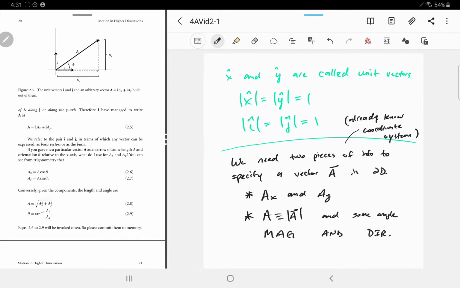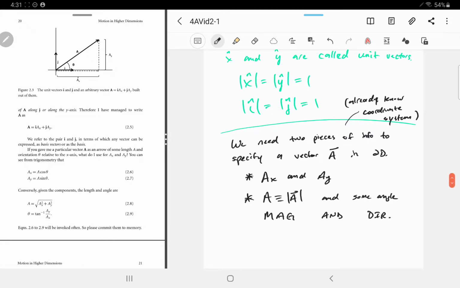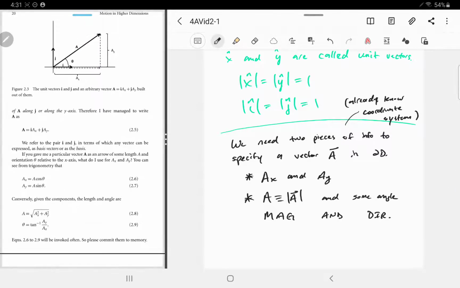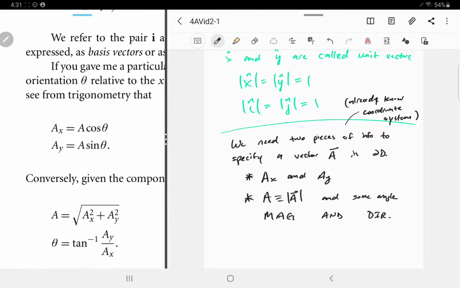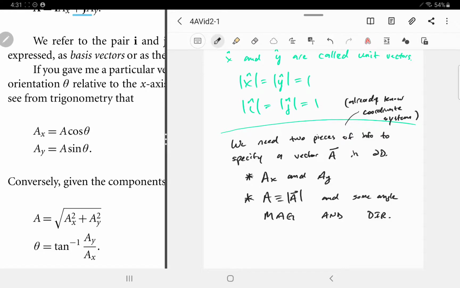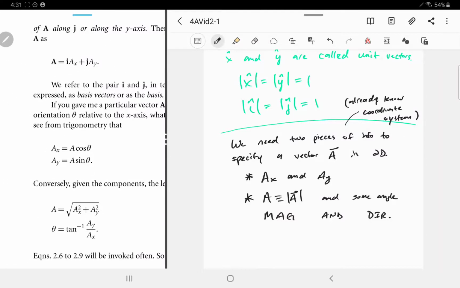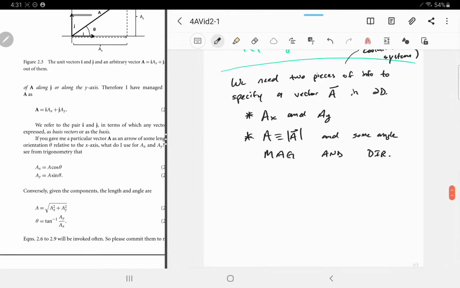So in other words, this is magnitude and direction. Either way, if you know the magnitude and the direction, or if you know the x and y components, then you know the direction that the vector is pointing and its magnitude. You know everything about the vector. So your book is talking a little bit about the relationship between these two. Ax and Ay you can write in terms of the magnitude and the direction. So Ax is A cosine theta, Ay is A sine theta.